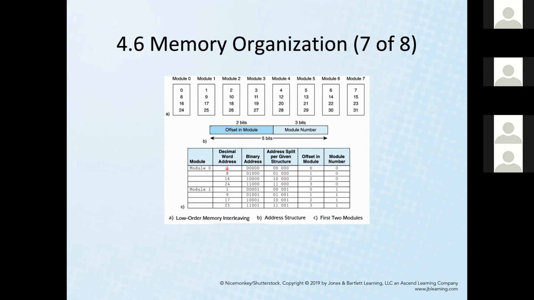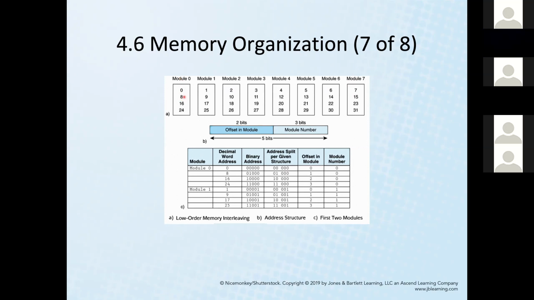So address 0 will be stored in module 0, offset 0. Address 8 will be stored in module 0, offset 1. Address 16 will be stored in module 0, offset 2. Address 24 will be stored in module 0, offset 3. And address 1 will be stored in module 1, offset 0. So if we look at these 8 modules, you see that address 0 is in module 0, address 1 is in module 1, address 2 in module 2, address 7 in module 7, and address 8 in module 0.